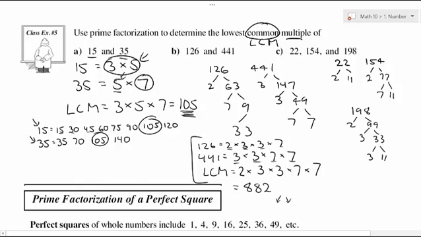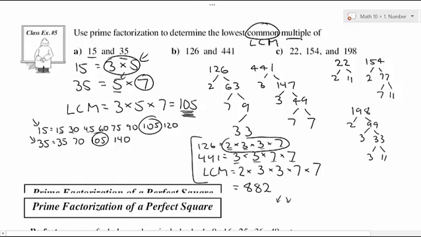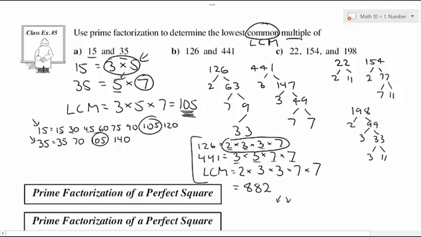We'll take one first. So let's take the 126. And then we see that, okay, I've got a 3 and I've got a 3. Well, they're already there. So those are common. I'm not going to include those. But I've got this 7 and this 7 as well. So I do have this one, but this extra one I've got to include.